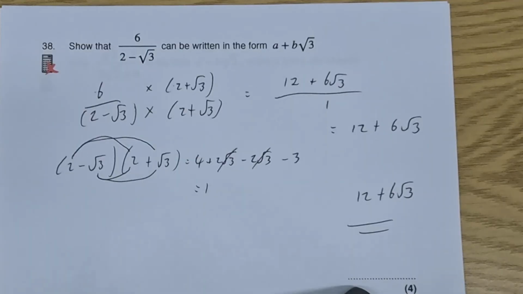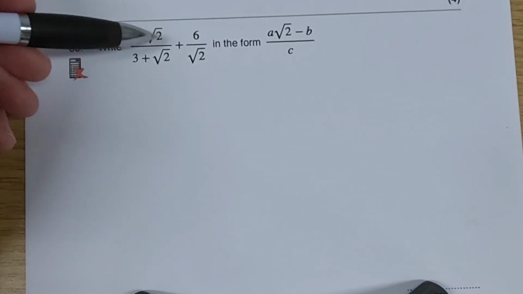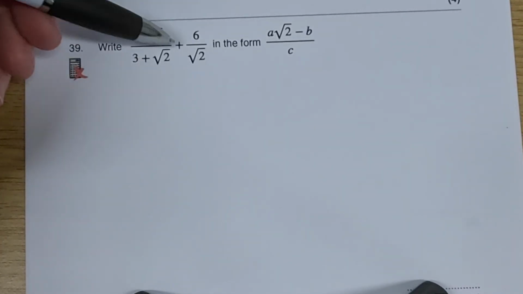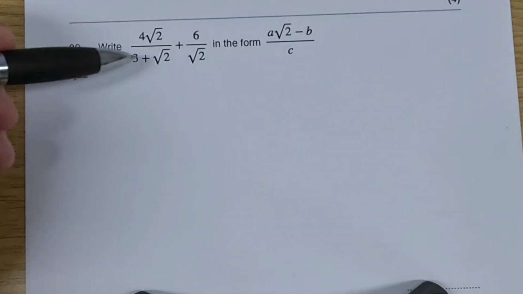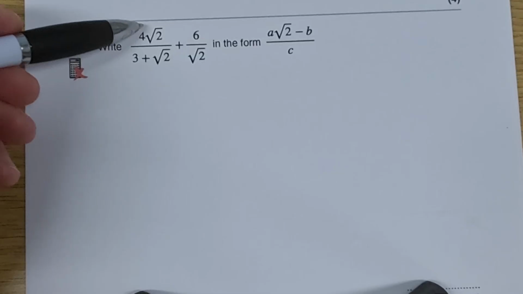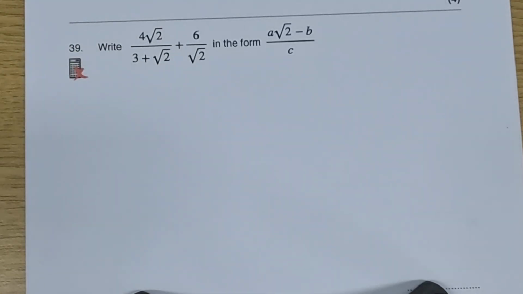Okay, let's look at our next question, question number 39. It says to write 4 root 2 over 3 plus root 2 plus 6 over root 2 in this form here. Okay, so let's do that. If we have a look here, we've got two fractions where both the denominators are irrational. So I'm going to rationalise the denominator of both of them to begin with.